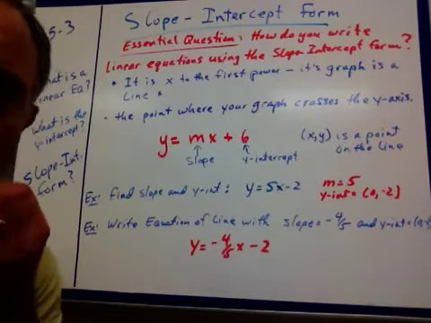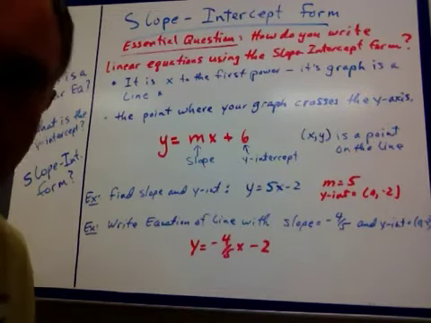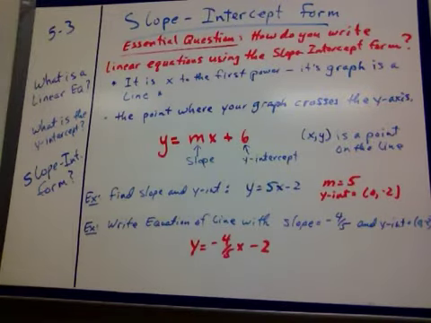All right, here we go, Algebra 1. Moving along, we're skipping 5.2, we're going to 5.3. Getting into some real algebra here, working with equations. Today in 5.3 we're going to talk about slope-intercept form. Our essential question is, how do you write linear equations using the slope-intercept form?